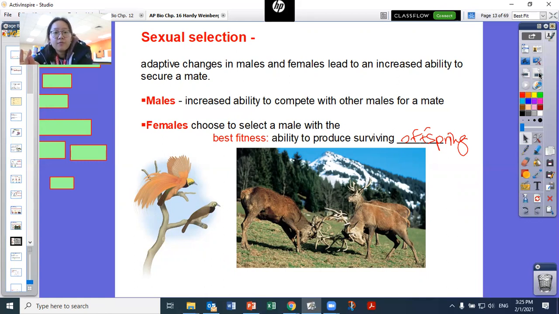So if males have an increased ability to compete with other males for a mate, they're likely to be able to mate and produce offspring. And if females get to choose the mate by their best fitness, they are going to be able to alter what their offspring are looking like, or able to behave like, or able to grow into. So having sexual selection means that there's no random mating anymore. And when it's not random, then the allele frequencies are going to shift based on a specific preference.